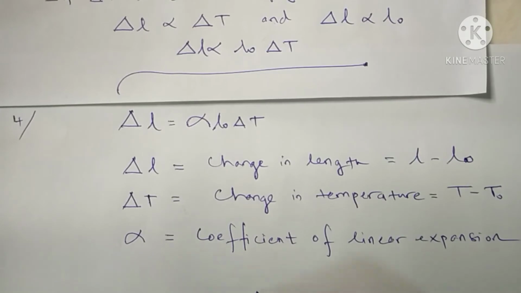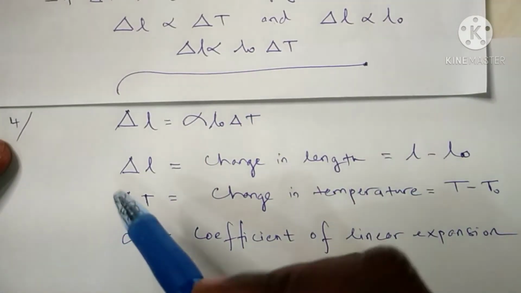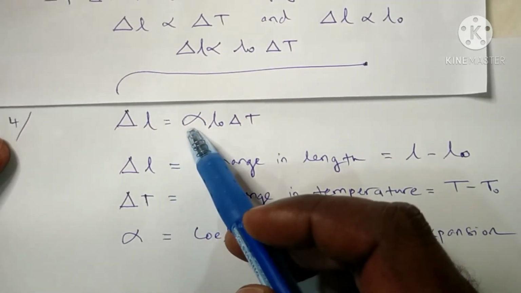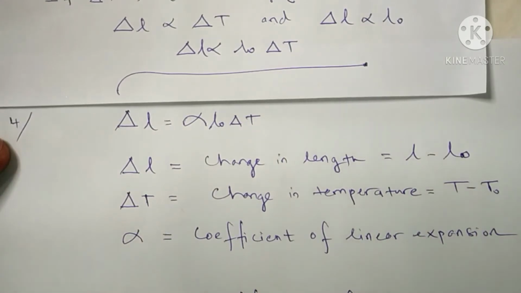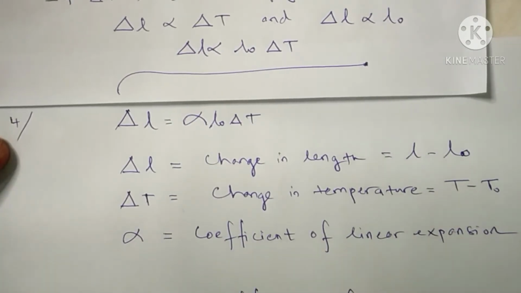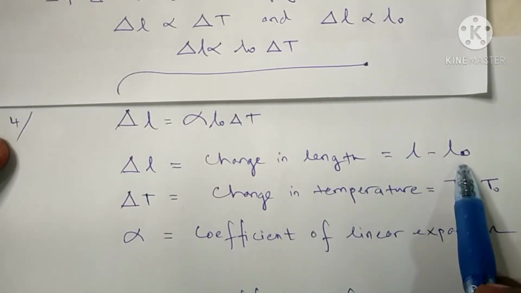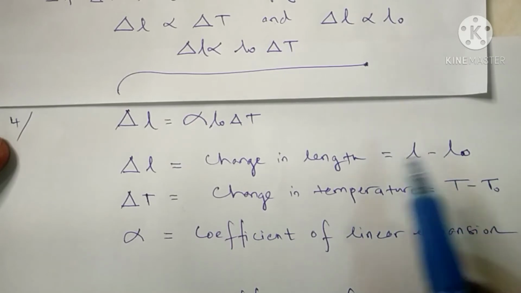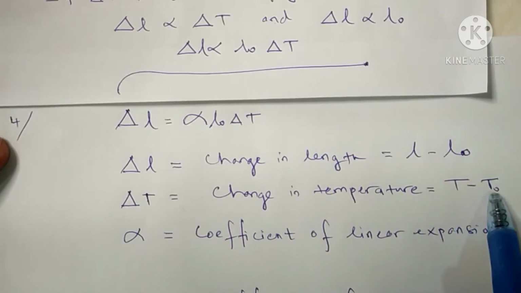Once we convert the proportionality into an equation, it forms one constant value, called alpha. This alpha is the coefficient of linear expansion. Different materials have different coefficients of linear expansion. Change in length is the final length of the rod minus the initial length. Change in temperature is the final temperature minus the initial temperature.